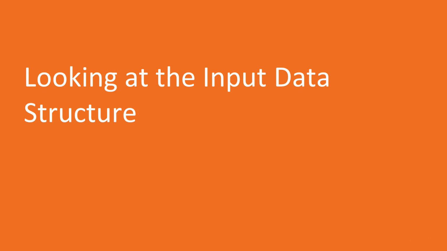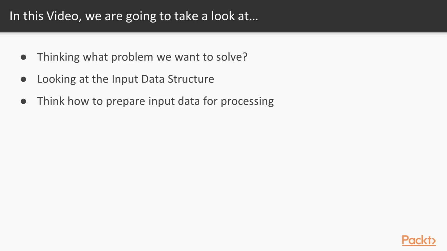This is the first video of the second section, and we will be looking at the input data structure, because in all big data processing applications, the data is the most important thing. In this video, first we need to think what problem we actually want to solve with our data, and then prepare data for that problem. We will look at the input data structure, and think how to prepare input data for processing, and how our data mining process should look.